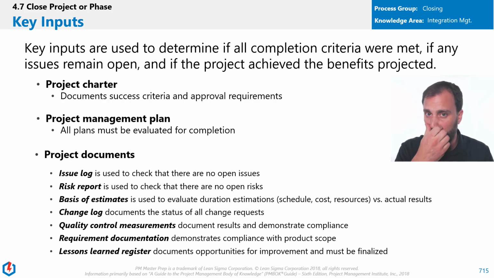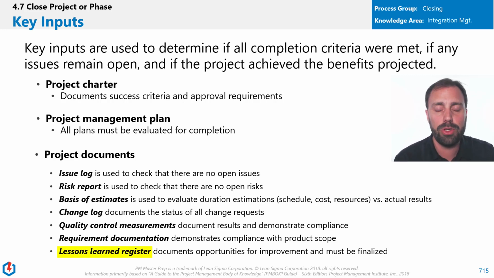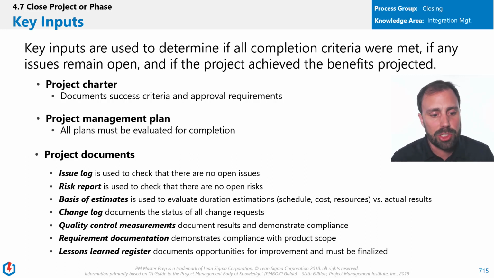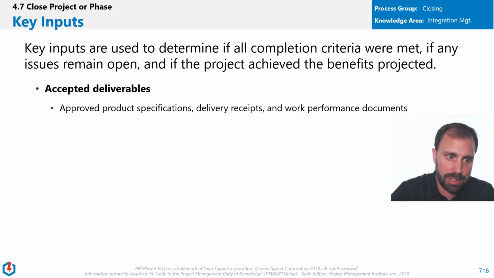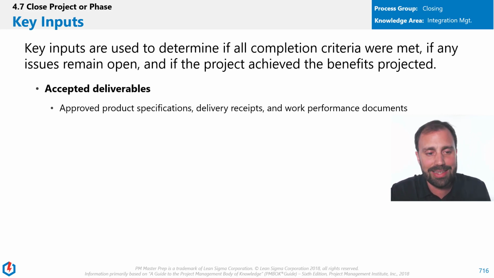And then the lessons learned register. I guarantee you will see a question or two on the lessons learned register. You want to start documenting it as early as possible in our project. But right now, this is where we pull it all together and close it out. So we're going to reference all these documents and make sure they're all closed out. All right. So as we keep going, there's more inputs. Obviously, the accepted deliverable. That is the actual product specification that comes into this process that's handed over to our customer.